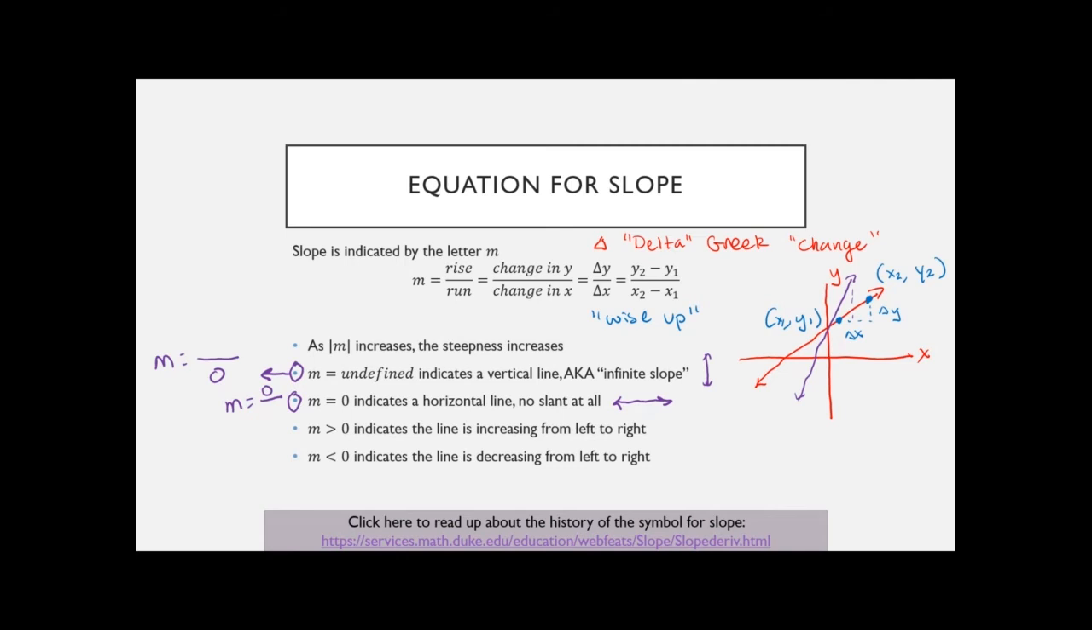And then the next 2 bullet points are basically the sign. If it's greater than 0, it's positive. It's increasing from left to right. If it's less than 0, it's negative. It's going down from left to right.